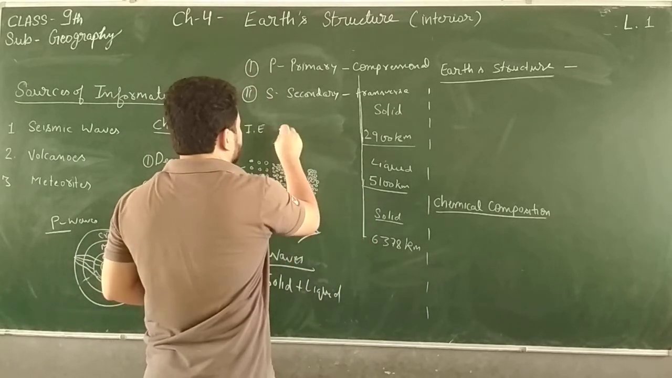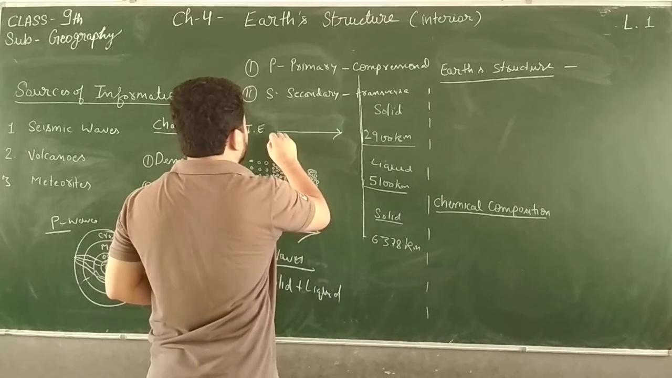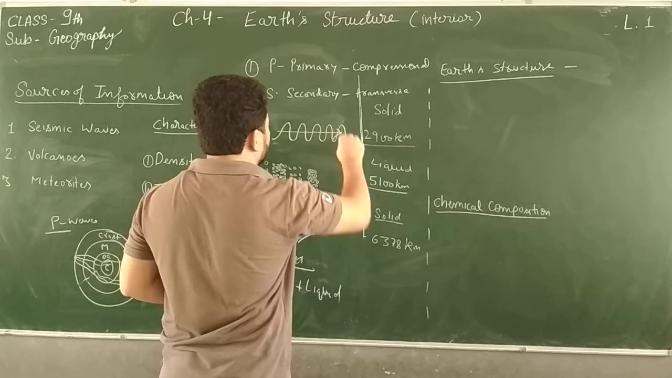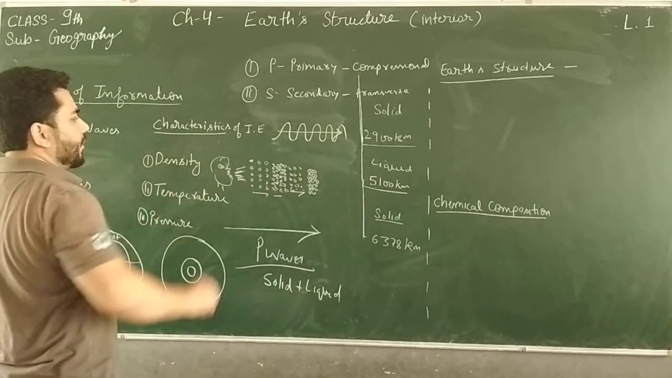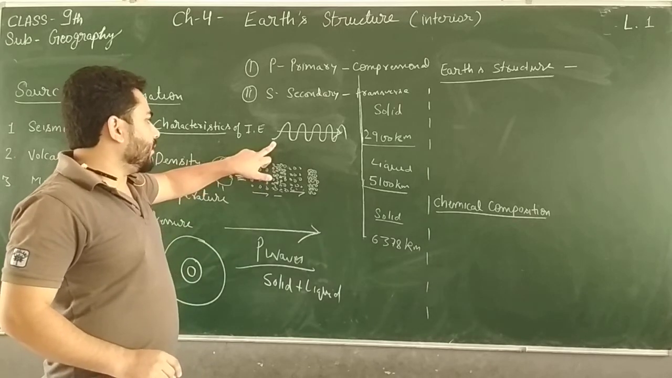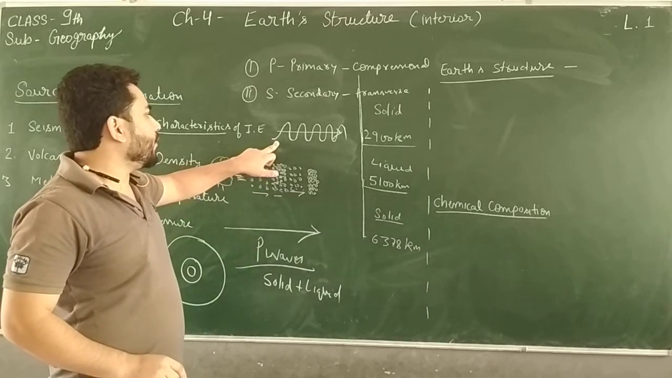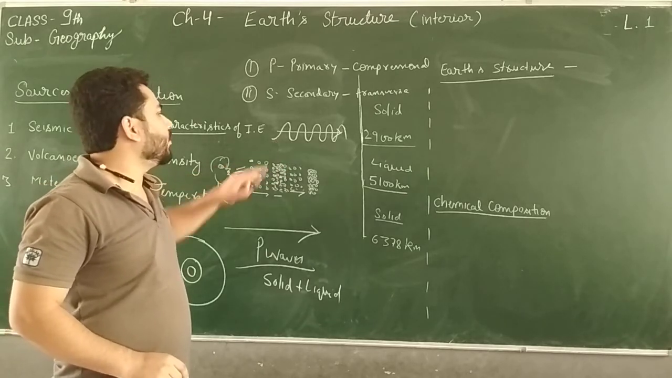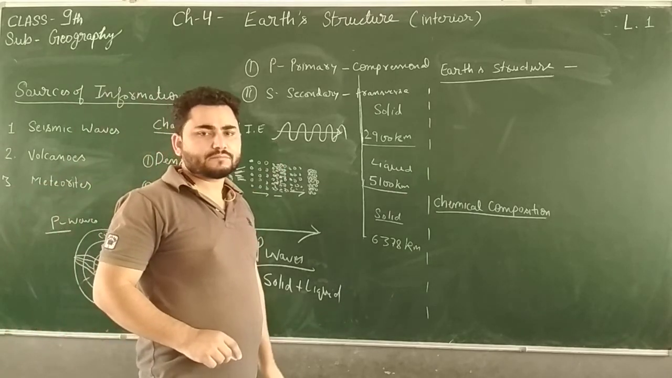Secondary waves, suppose this is the direction of motion, so the secondary waves will be deflected this way. They move perpendicular to the direction of motion, right? In that manner, if these are moving in solid, through solid they can pass, but through liquid they cannot pass.